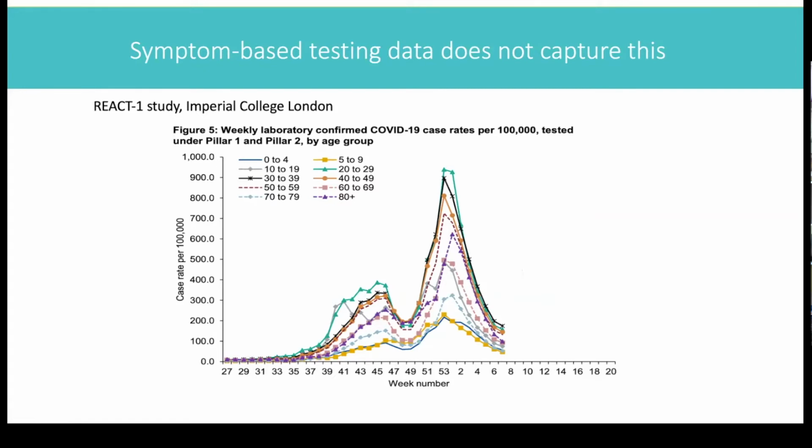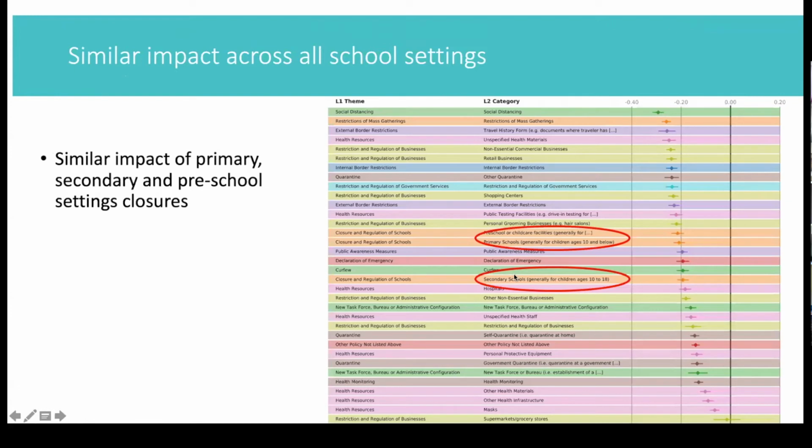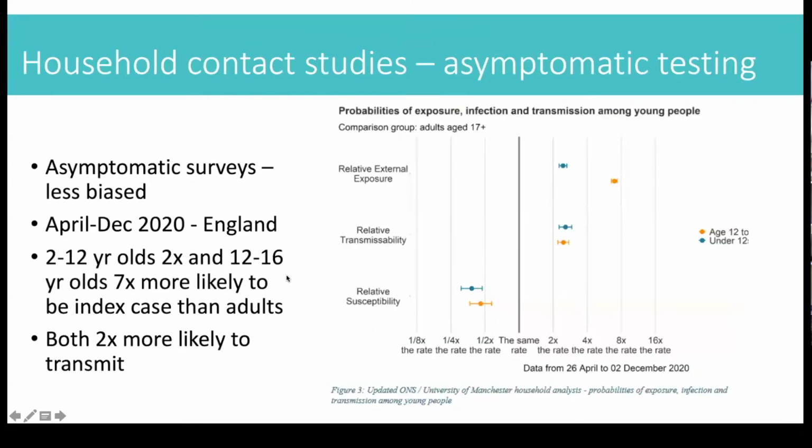The ONS data always showed that children, when schools were open, had some of the highest rates of infection, even before vaccination. So these were studies that looked at the relationship in different countries between school openings and closures. What impact did it have on the R rate, compared to many, many different interventions. And they showed that closure of educational institutions was the second most effective intervention in reducing R rate, or the rate of growth of the pandemic. And when they looked at primary and secondary schools, the impact of primary school closures and secondary school closures was quite comparable. So it wasn't very different.